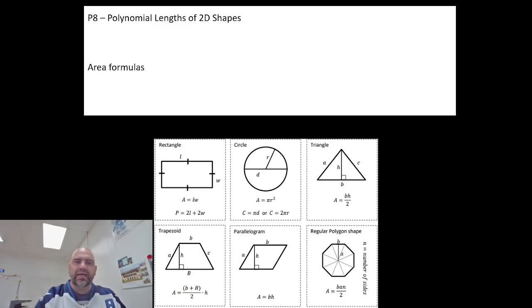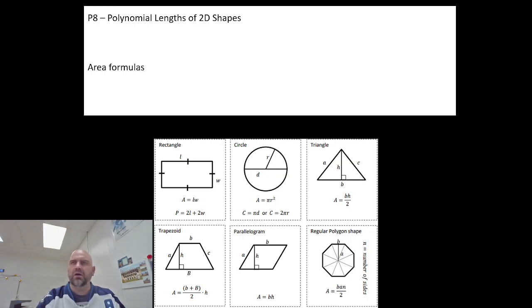All right, we're going to take a look today at P8, polynomial lengths of 2D shapes. And you'll notice there on the screen, I have a number of formulas for different shapes, such as rectangle, circle, triangle, trapezoid, parallelogram, and a regular polygon shape.